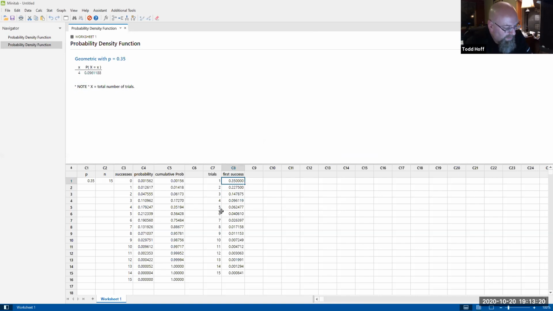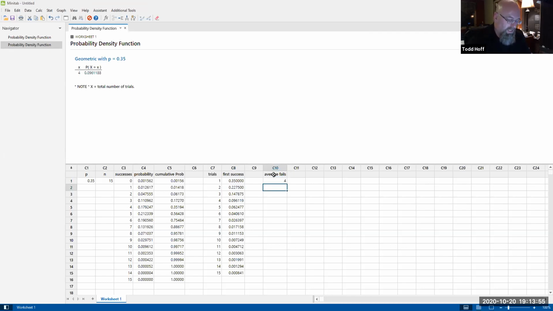Notice very little chance that we're going to keep going past 7 or 8 trials here. It's less than 3% that it's going to take 7, less than 2% that it'll take 8. So those probabilities get very small after that. So that is our geometric distribution. Poisson distribution also has a function here. Let's say that on average, we have 4 students that fail a section of a math course at the university.